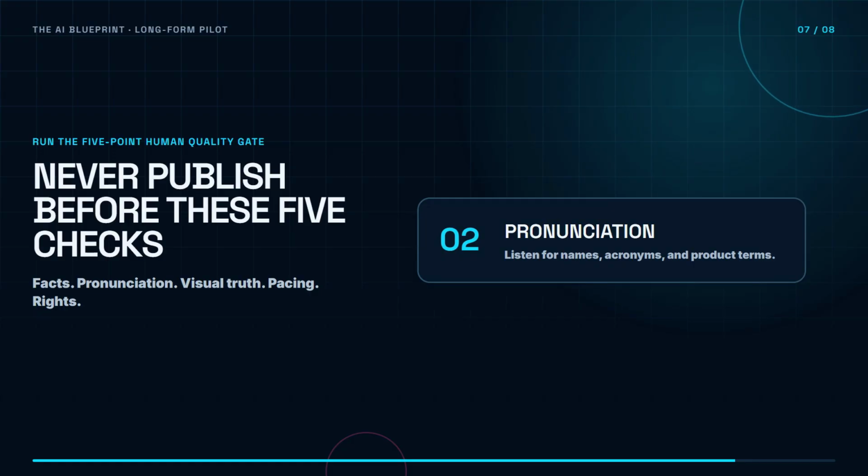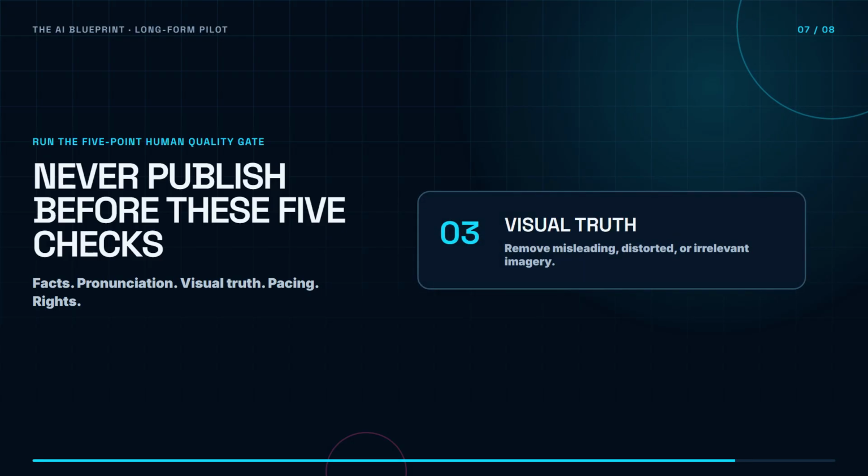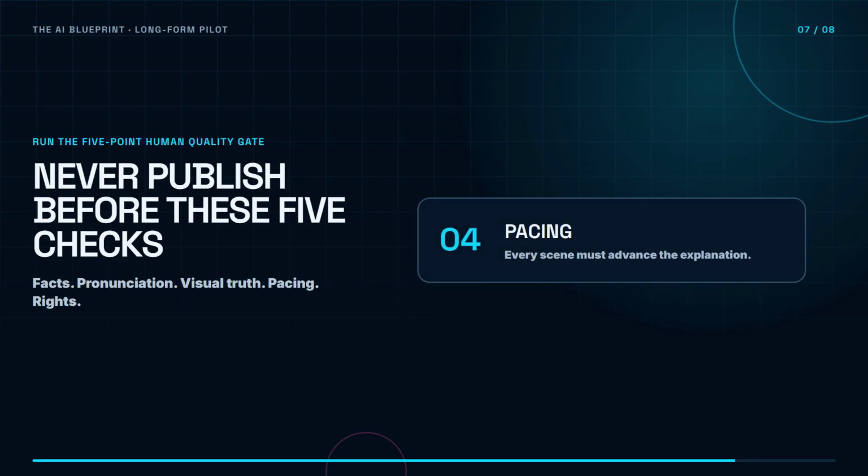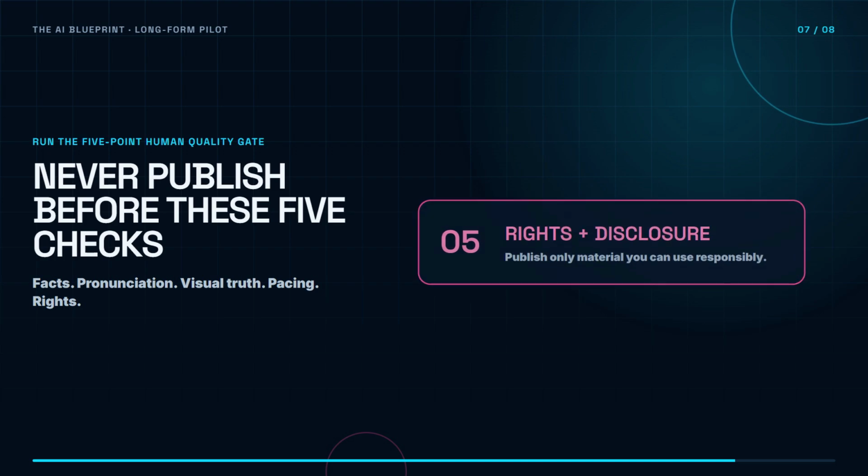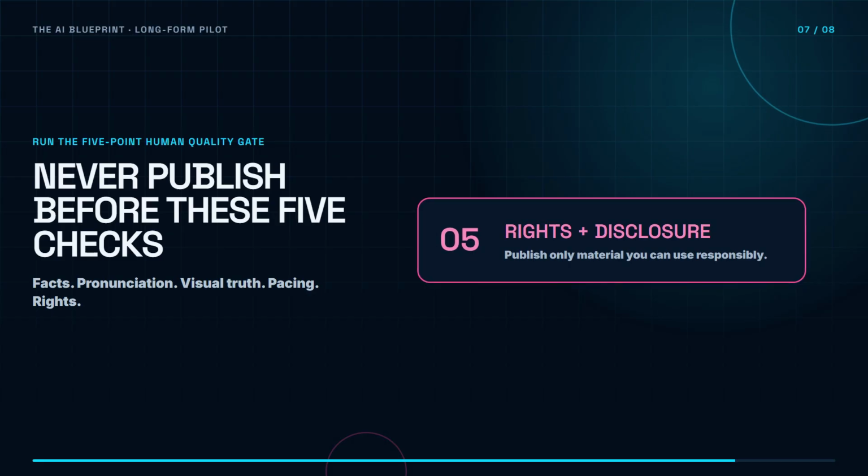Third, visual truth. Flag anything distorted, irrelevant, or presented as real footage when it is synthetic. Fourth, pacing. The opening needs an immediate reason to continue, and every scene should move the explanation forward. Fifth, rights and disclosure. Use material you can publish and disclose synthetic content when the platform or subject requires it.